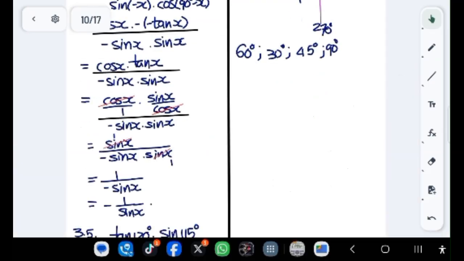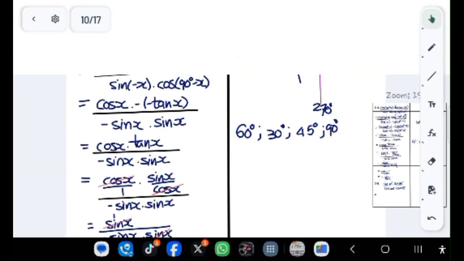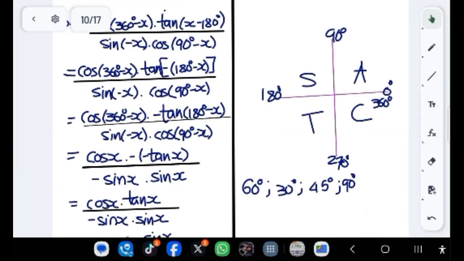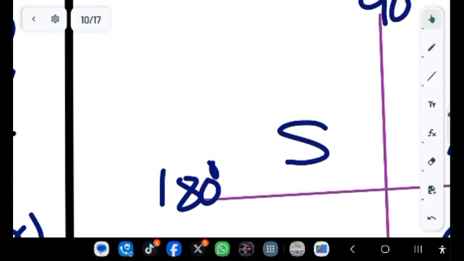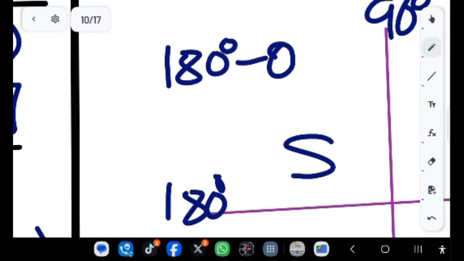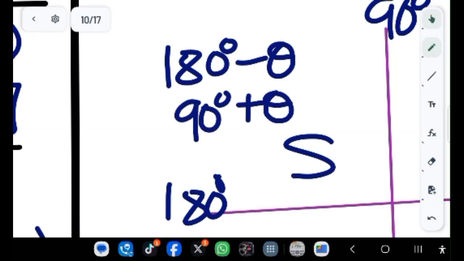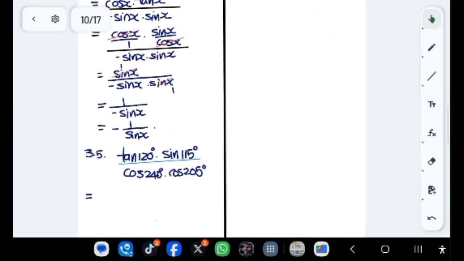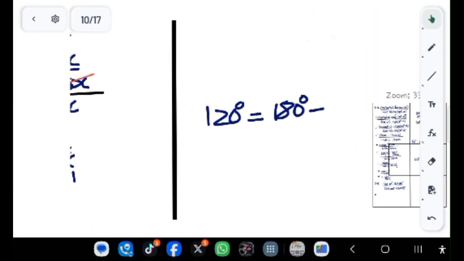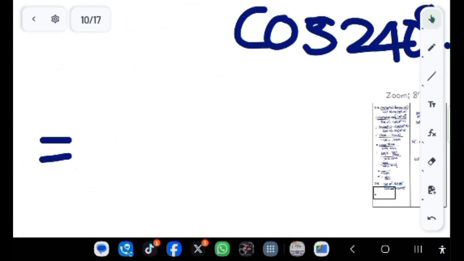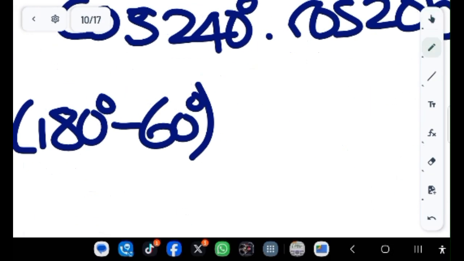All right. So now let's express 120, which lands in the second quadrant. It's bigger than 90, but smaller than 180. And in the second quadrant, this is how we express angles: 180 minus theta, which is the acute angle, or 90 degrees plus theta. But the one that fits best here is 180 minus theta. How do we find that acute angle? It's easy. 180 minus 120 gives us the acute angle, which is 60 degrees. So that becomes tan of 180 minus 60 degrees, times the sine of 115.